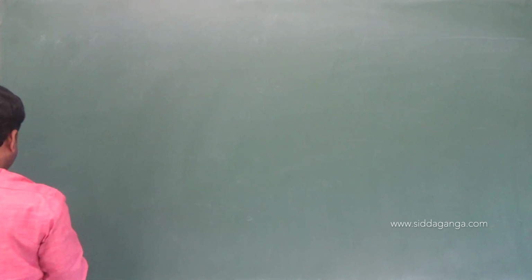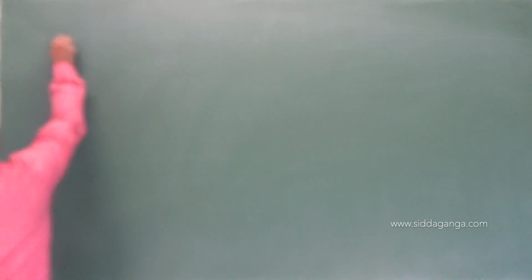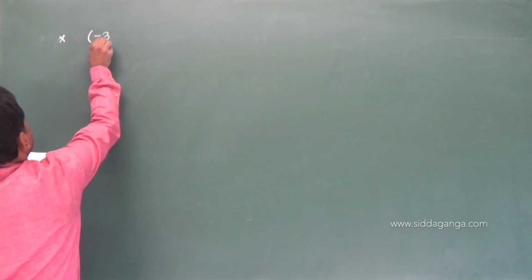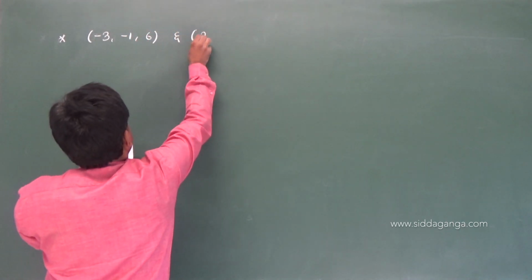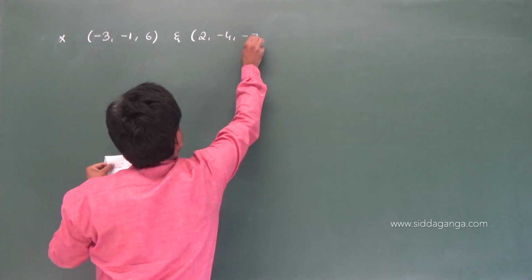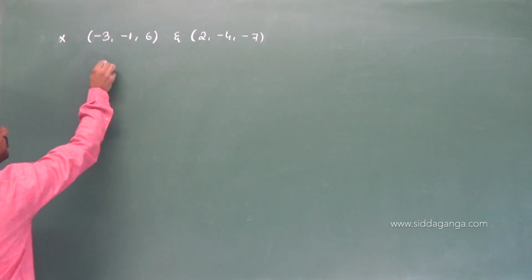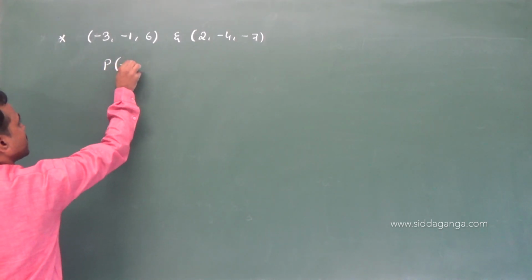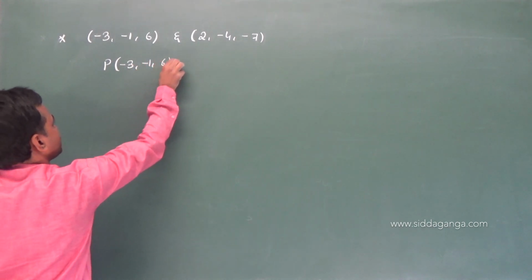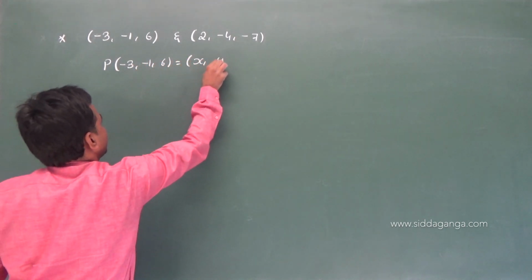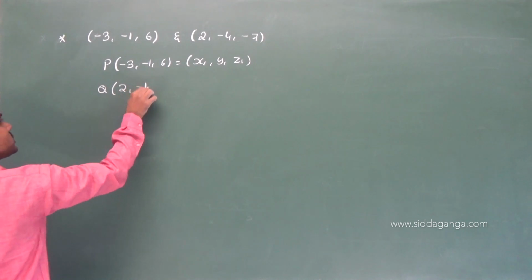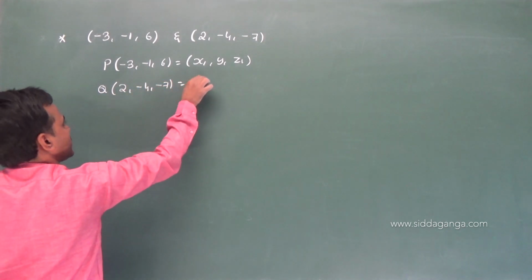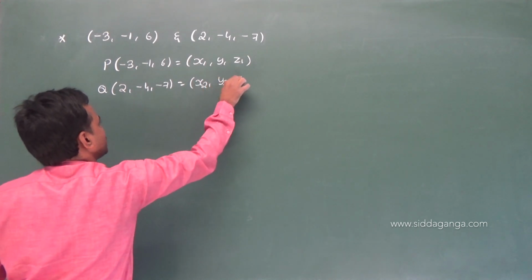Find the distance between the following points. The points are (-3, -1, 6) and (2, -4, -7). Same method. First point we treated as P: (-3, -1, 6) is nothing but x1, y1, z1. Second point Q: (2, -4, -7) we treated as x2, y2, z2.